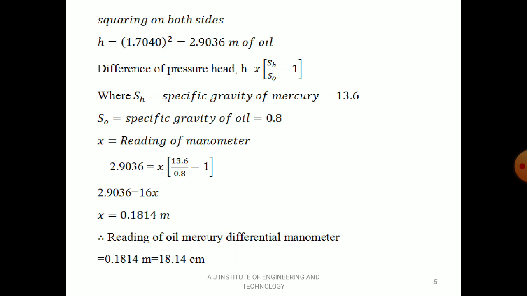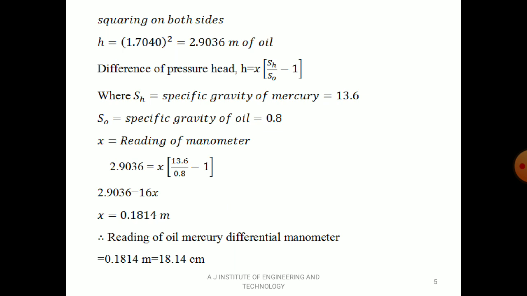To remember here, the flowing fluid is oil of specific gravity 0.8. So the unit of h should be in terms of meter of flowing fluid, that is meter of oil: 2.9036 meter of oil. But in the problem they have specifically asked for the reading of the differential manometer.